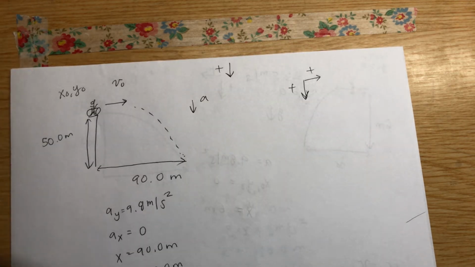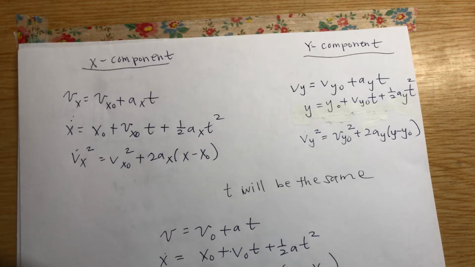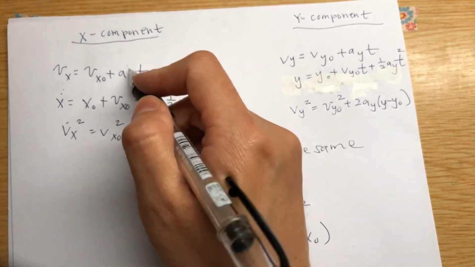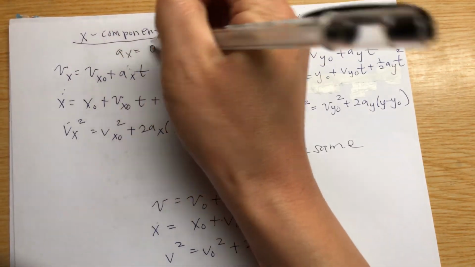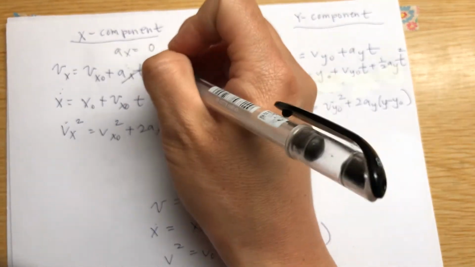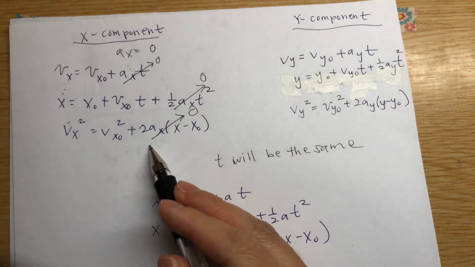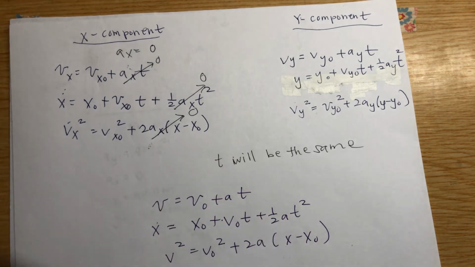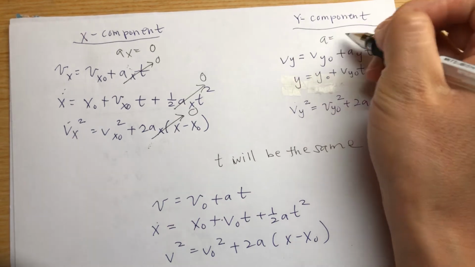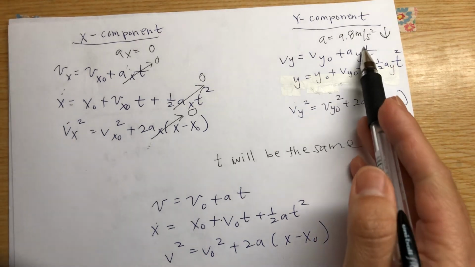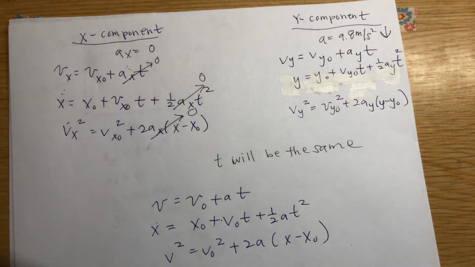Okay, so let's look at slide 12. So we can simplify these equations a lot more. Okay, so for x component, ax is always 0. Okay, so make sure you write that on your notes. So this goes to 0, this goes to 0, this goes to 0. So you're going to simplify the equations in the x direction a lot. Okay, and then for y component, acceleration is always 9.8 meters per second squared downwards. So you always know that a is 9.8 meters per second squared.